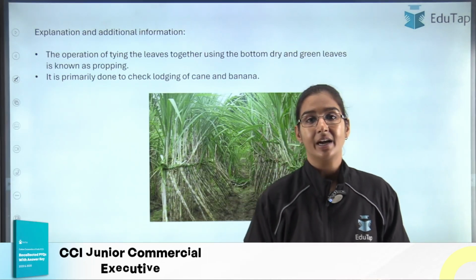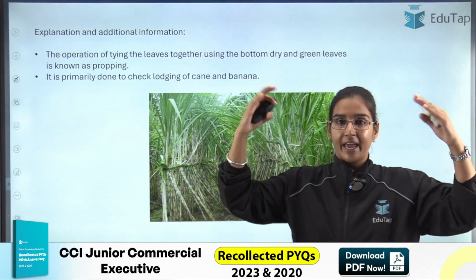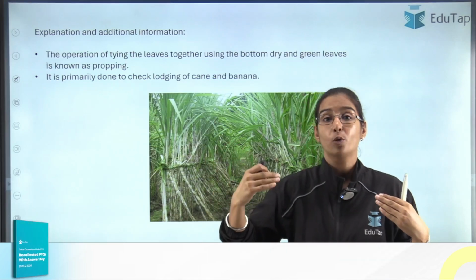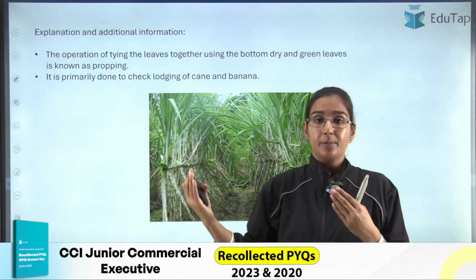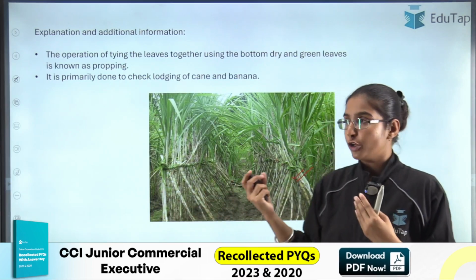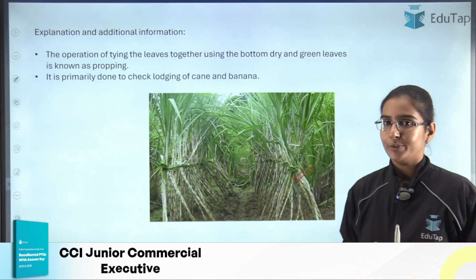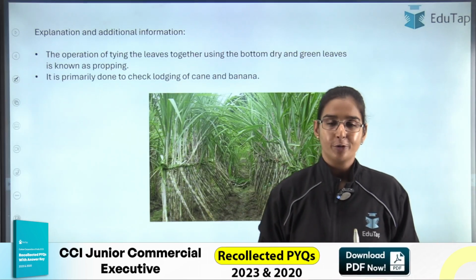It is done again for the plants which become heavy on their crown area, and for plants which are more susceptible to lodging. So for those plants we carry out this propping. All right, so with this we are done with all the 10 questions for today's class.